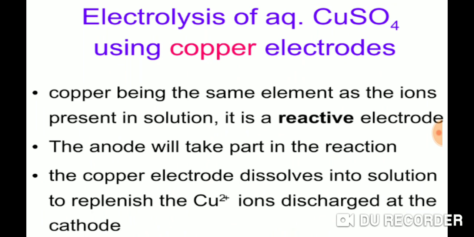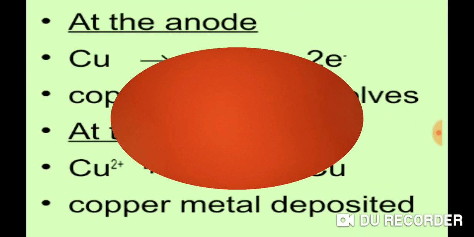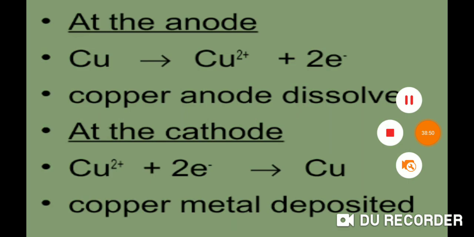Copper being the same element as the ions present in solution, it is a reactive electrode. The anode will take part in the reaction. The copper electrode dissolves into solution to replace the copper ions discharged at the cathode. So you have seen how the electrolysis of copper sulfate is carried out.